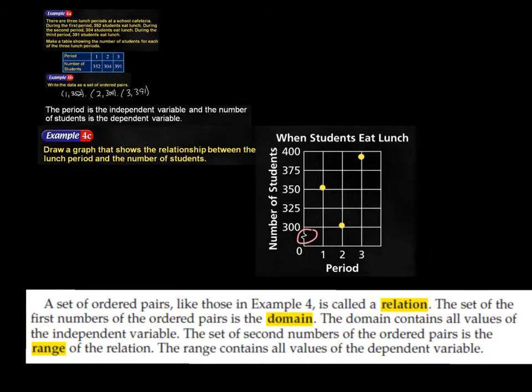A set of ordered pairs like those in example 4 is called a relation. The set of the first numbers of the ordered pairs is the domain. The domain contains all the values of the independent variable. The set of second numbers of the ordered pairs is called the range of the relation. The range contains all the values of the dependent variable.